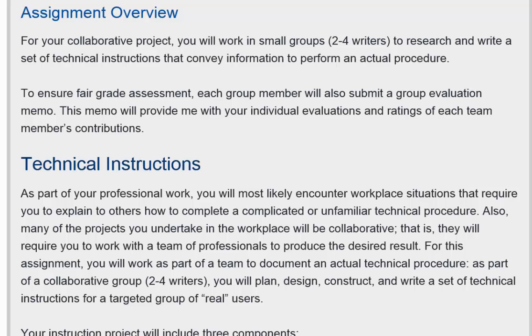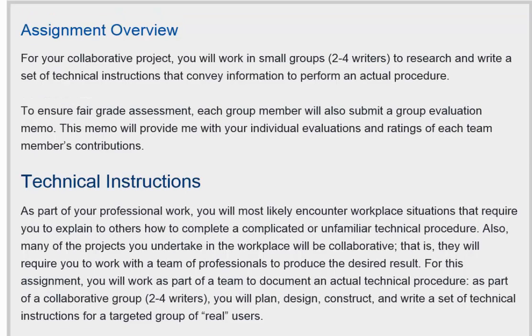I will read each person's memo, look at what each group member has assigned each other for a grade, and I will take those things into consideration when I assign the grades for this project.